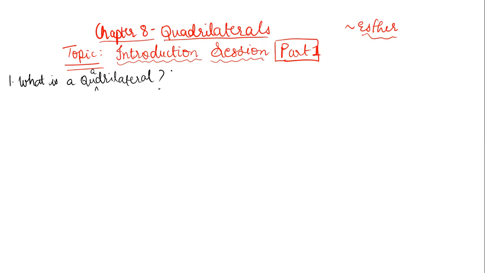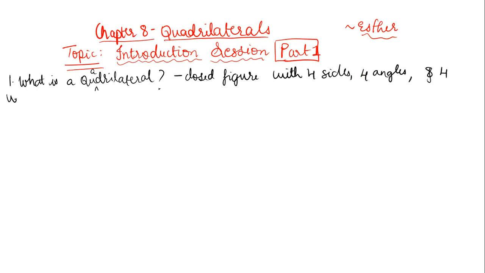A quadrilateral is a closed figure with 4 sides, 4 angles, and 4 vertices. So any closed figure with 4 sides, 4 angles, and 4 vertices can be a quadrilateral.